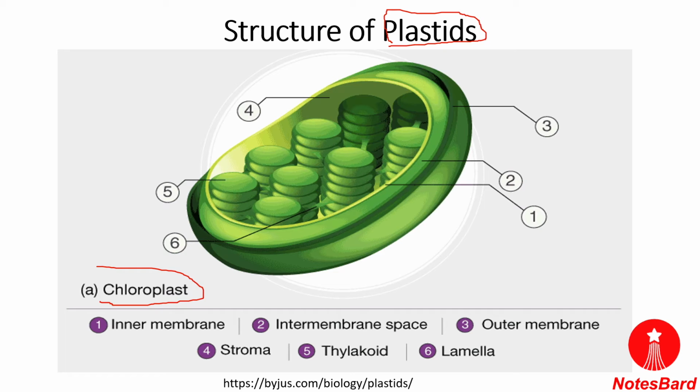For example, first one is the inner membrane. Second one, that is present between the outer membrane and the inner membrane, is the intermembrane space. Third one is the outer membrane. Fourth one is the stroma. Fifth one is the thylakoids, that are looking like stacks. And the sixth one is the lamella. So this is the part which is known as the lamella.